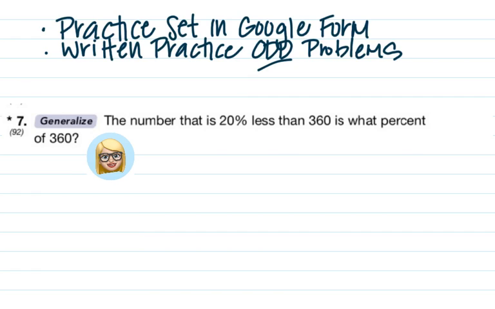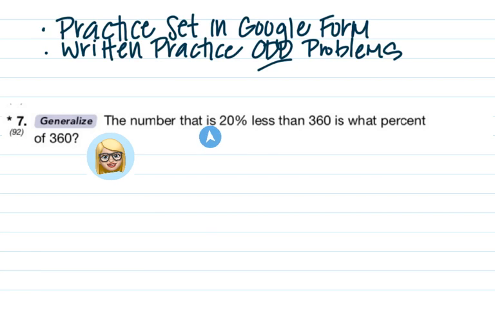Okay, so that is the end of the lesson. Pretty quick lesson. Go ahead and do the practice set in the Google form, and then written practice, odd problems. We're going to do a few of the odd starred problems together so that you can make sure you're understanding our recent lessons. So let's look at number 7.